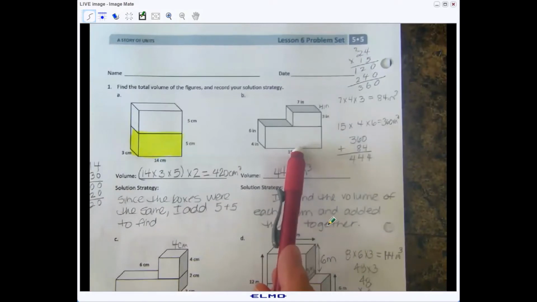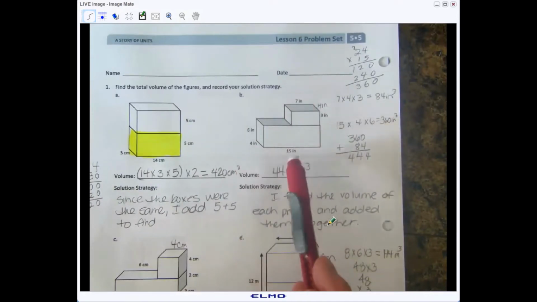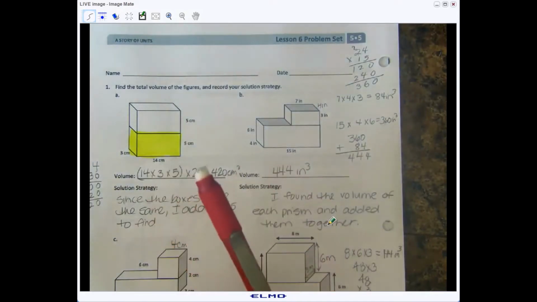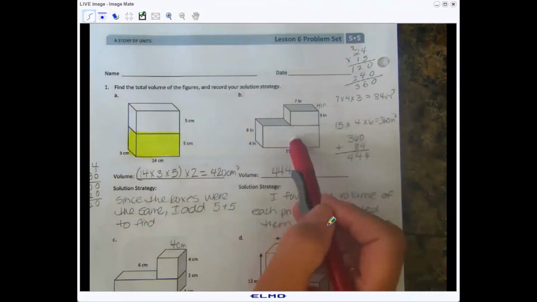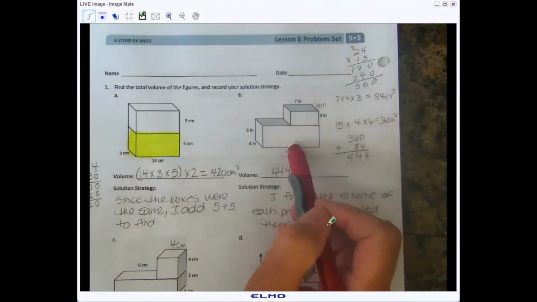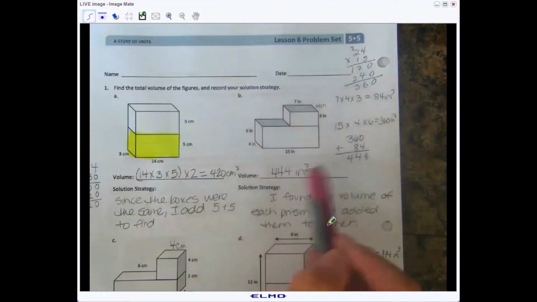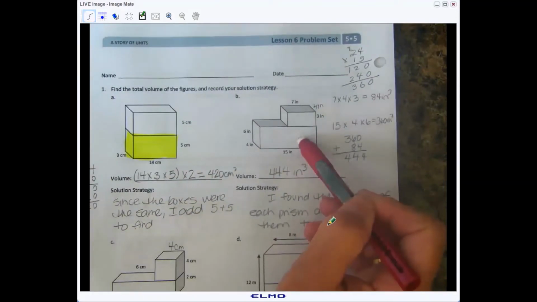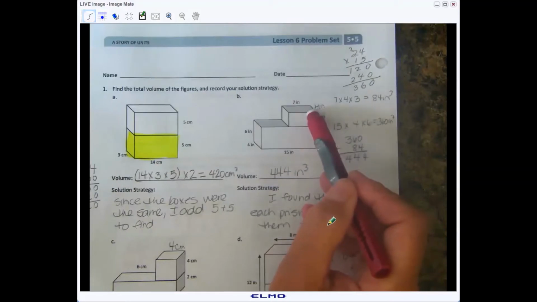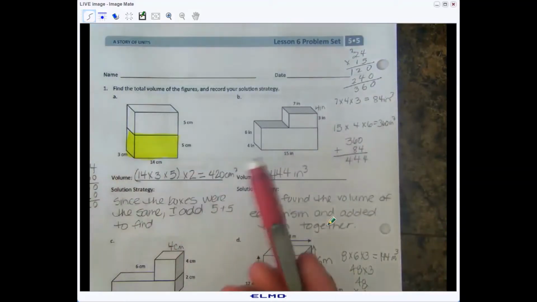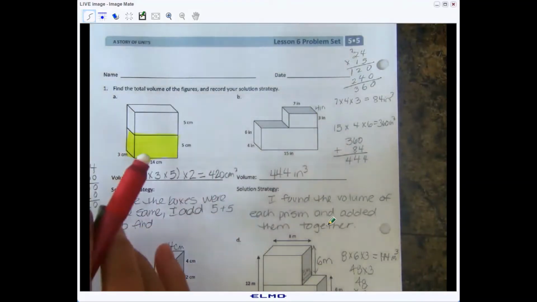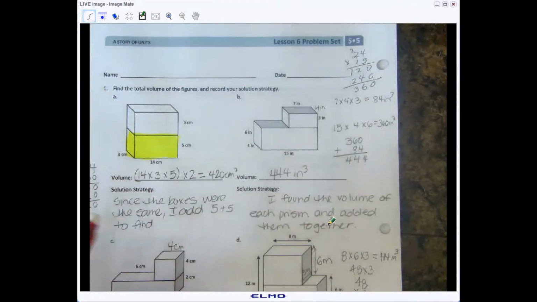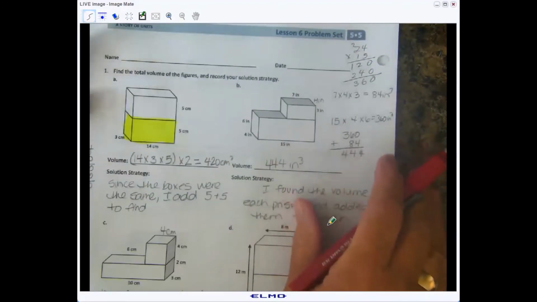The next shape, though, we wouldn't call this shape a prism. We would call it a composite figure. It's made up of two prisms. So to find the volume of something like this, you're going to have to break it into its parts and find the volume of this prism and add it to the volume of that prism to get your total. Okay, so that's the idea of the lesson today, is learning to see shapes as composite figures. They're made up of smaller shapes.